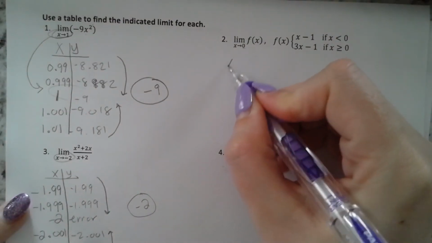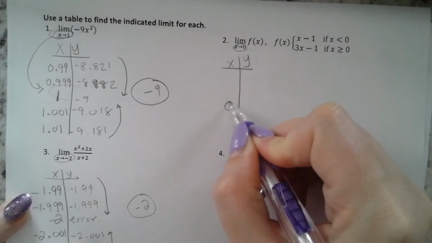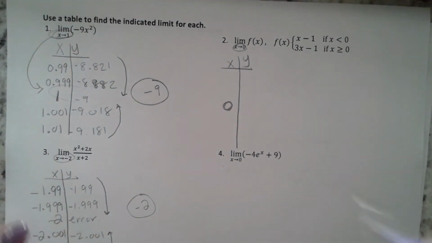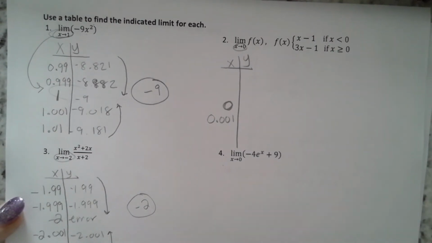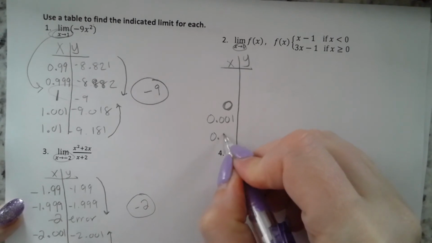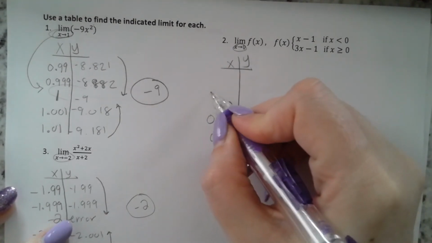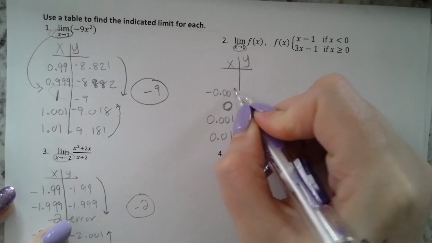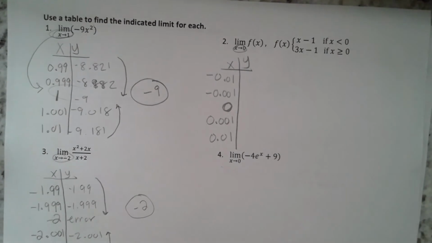So we're going to create our table. X is approaching 0, so 0 is going to go in the middle here. A number a little bit bigger than 0 would be 0.001. A little bit bigger, 0.01. A little bit smaller would be this.